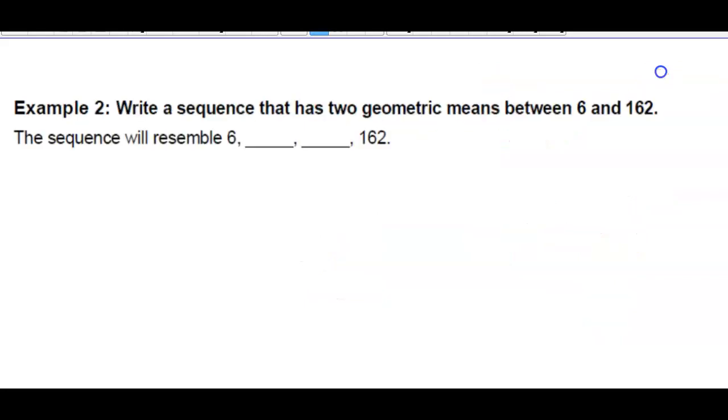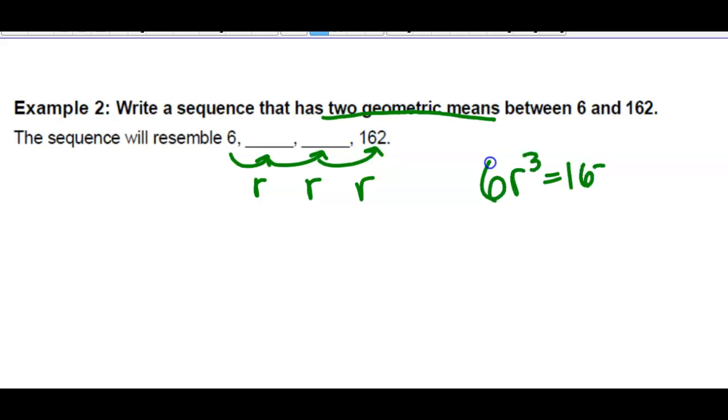And then we're going to talk more about geometric means. Alright, this one has two geometric means. That simply means there's two missing terms of a geometric sequence that fall in between 6 and 162. That means 6 was multiplied, not added, but multiplied by r 1, 2, 3 times to get to 162. So 6r cubed equals 162. We divide. 162 divided by 6 is 27.